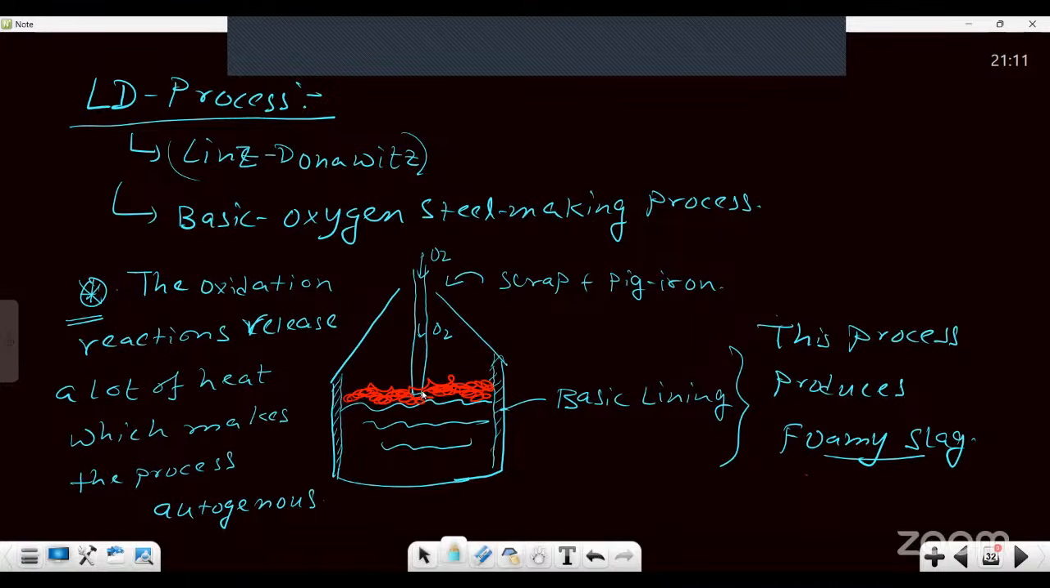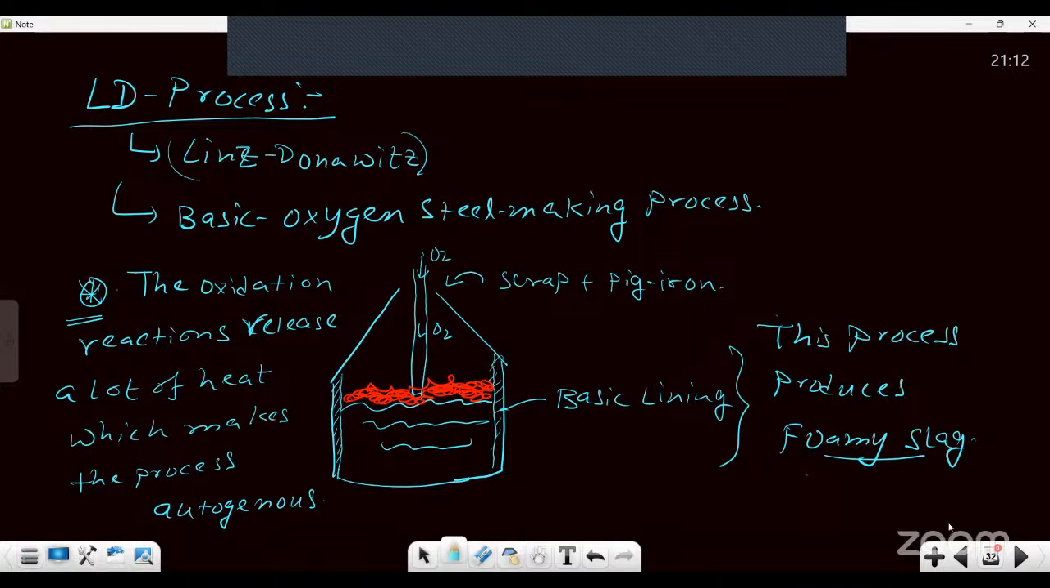And another thing, it is also protecting the lance, because the oxygen we are blowing through this lance, but this foamy slag is covering the lance also. So the hot metal is not coming directly in contact with the lance. Because hot metal has a lot of impurities, so it is very reactive also. If the hot metal comes in direct contact with the basic refractory lining, as well as with the oxygen lance, there can be corrosion and such problems. So foamy slag is actually good.